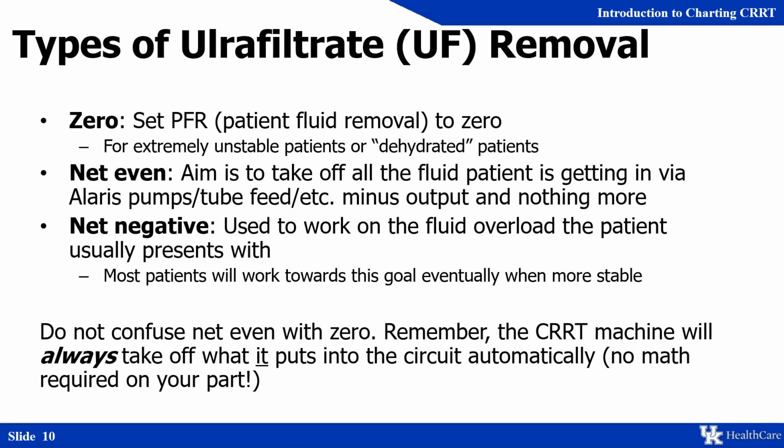Net even is the next type, and this is when we basically want to add up all the fluid we're putting onto our patient and all the fluid that's coming off our patient naturally, so if it's a Foley catheter or an NG tube, etc., and then we split the difference with the patient fluid removal. So this one involves a little bit of math, but let the flow sheet help you. And then the last order is net negative, and this is when we are trying to take off the surplus of fluid that most patients have built up, and that's the whole reason that they're on CRRT. So this is when we're going to pull a little bit more fluid than we are putting in them. Remember, do not confuse 0 and net even.